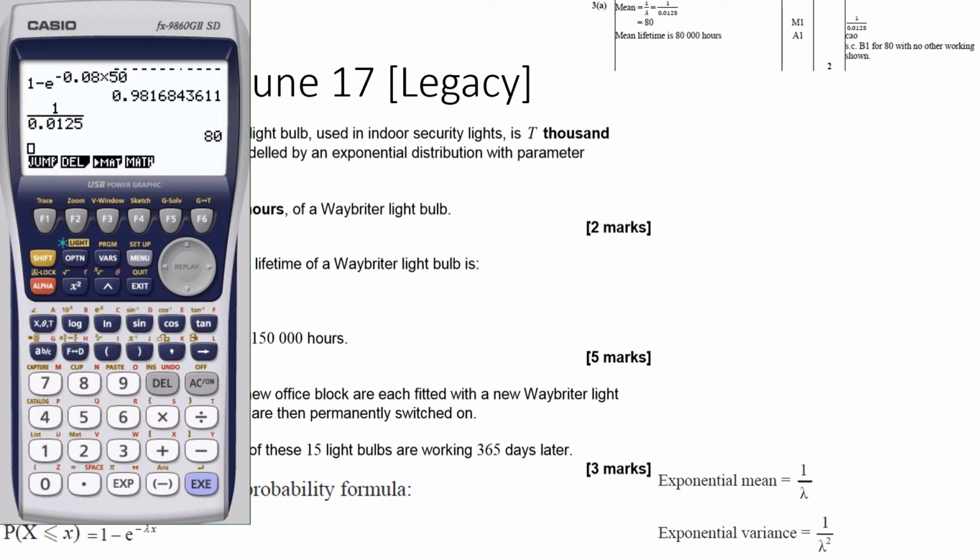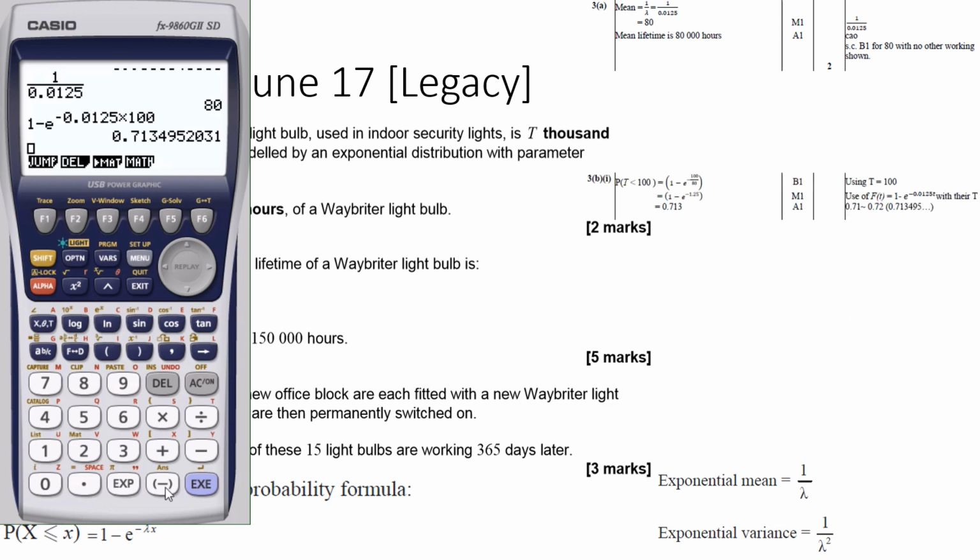1 minus e, which is shift ln. It's an ln. Logarithm natural is what it stands for. Negative lambda, 0.0125, times by x, in this case t, of just 100. Not 100,000. Because t is measured in thousands of hours, the value of t there is 100. Probability 0.713.